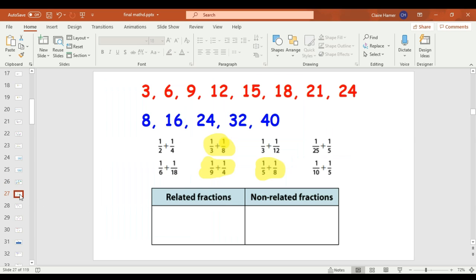Now yesterday we were looking at related fractions and non-related fractions. And we worked out that related fractions are fractions where one of the denominators is a multiple of the other denominator. So that means you only have to change one of the fractions to be able to calculate the answer. So to start off with today, we're going to look at the non-related fractions. So the ones that are highlighted on screen. And we're going to start with 1/3 add 1/8. In that question, we need to change both of the fractions to equivalent fractions in order to find the common denominator so that we can get to the answer.